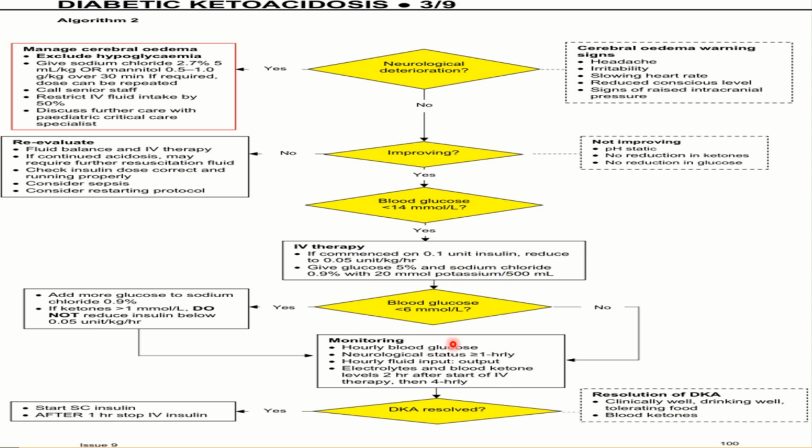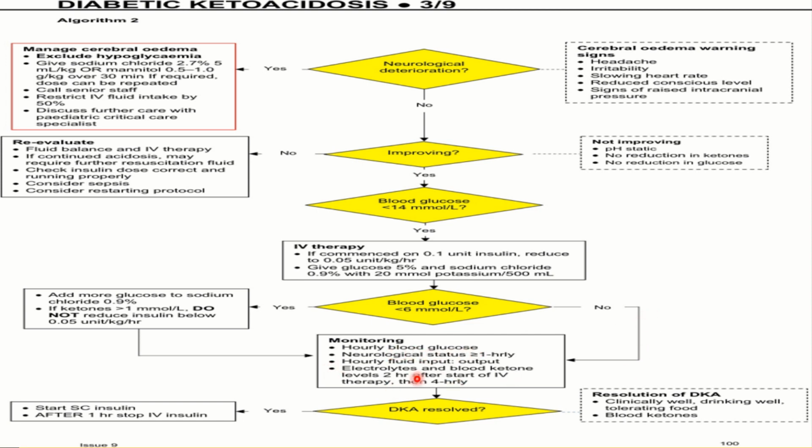Again, check whether the blood glucose is less than 6 millimole per liter. If it is less than 6 millimole per liter, you will add more glucose to the sodium chloride. Now you will not reduce the insulin if the ketones are more than 1 millimole. Only if it is less than 1 millimole will you reduce the insulin. So you will add more glucose, and you will adjust the insulin according to the ketone level. Okay. But if the blood glucose is not less than 6 millimole, that means the child is good, so you will keep monitoring the patient.